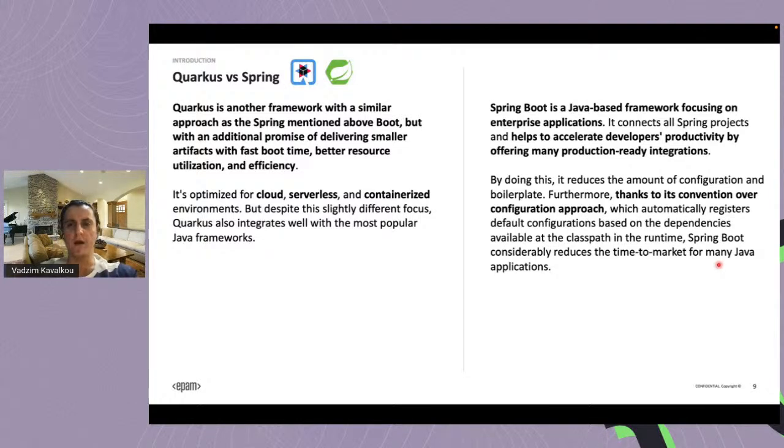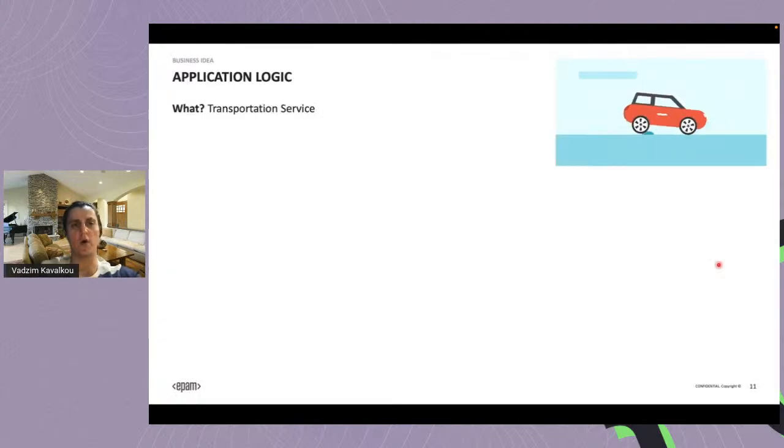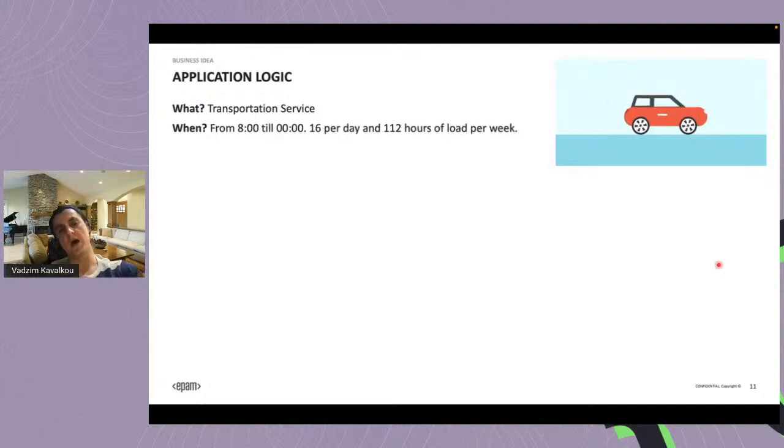So, okay, what about the business idea? I'll remind you what the application logic, use cases, and database structure we will have. So the application is a typical transportation service. We are going to move from one point to another point and book our transfers, and all these use cases I'll list soon.